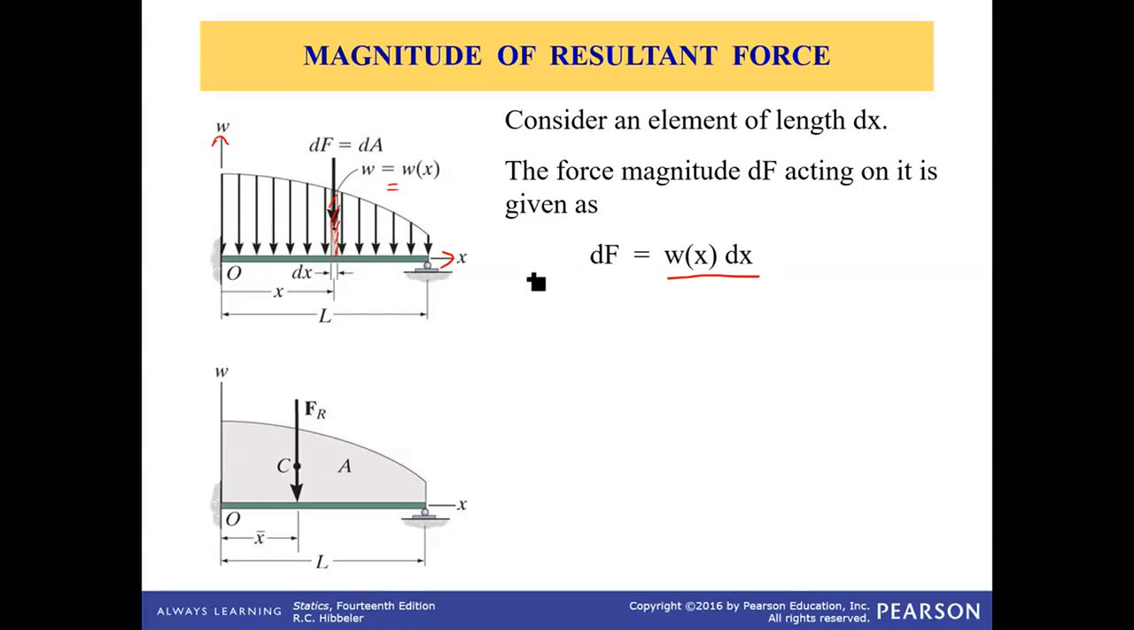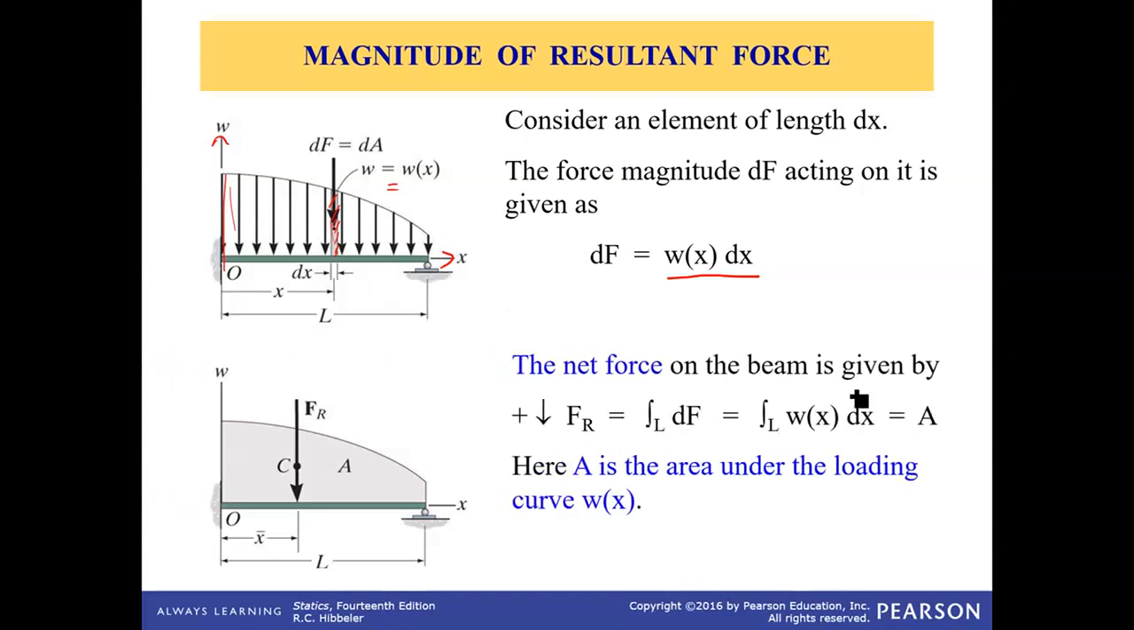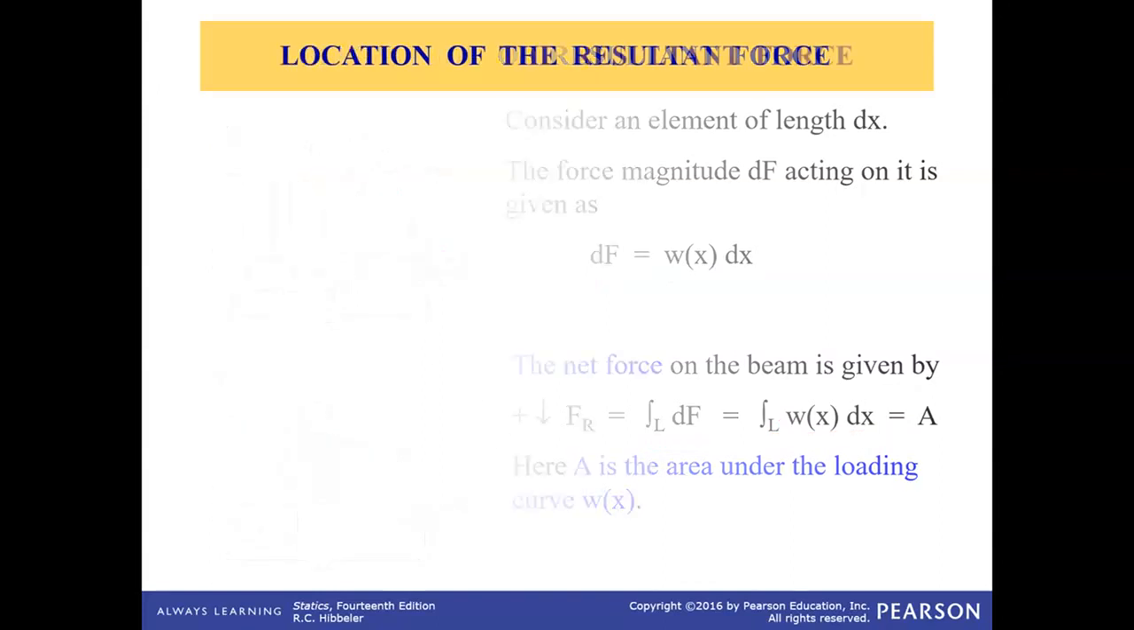We need to integrate this small strip over the entire length. That means we divide the whole thing into a series of vertical strips and add them together. Now instead of doing that, we just do the integration. So the net force on the beam can be calculated using the integral of dF, this small strip, which is the integral over the length of w(x) dx. And that's nothing but the area under this distribution. So that gives us the equivalent point load.